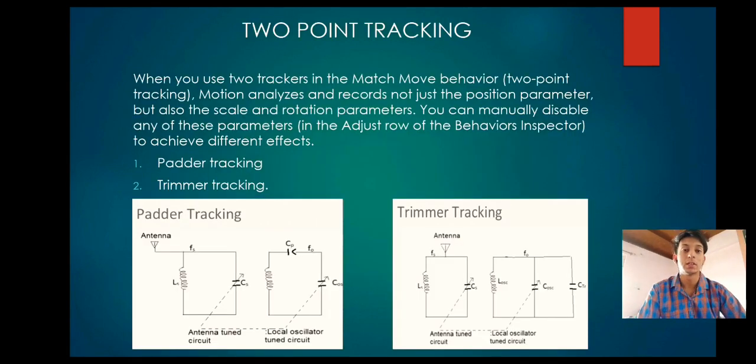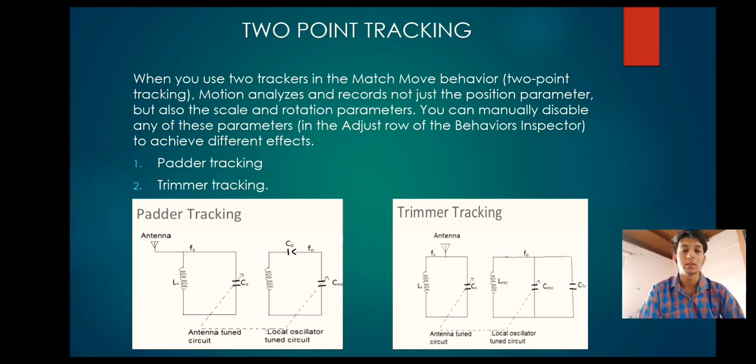So here we're discussing 2-point tracking. When you use two trackers in the match move behavior, 2-point tracking motion analyzes and record not just the position parameters but also the scale and rotation parameters. You can manually disable any of these parameters in the adjust row of the behavior inspector to achieve different effects.